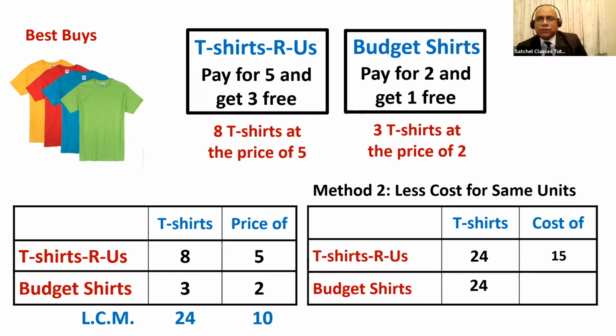For the second case, I need to multiply by 8 because 3 times 8 is 24. So 2 times 8 is 16. What that means is for the same quantity, which is 24 T-shirts, I'm going to pay for 16 T-shirts in the second case and only 15 T-shirts in the first case. Clearly, the first one is cheaper, because the 24 T-shirts are going to cost me the price of 15 T-shirts as against 16 in the second case. So once again, you got the same answer when we did it with a different method.